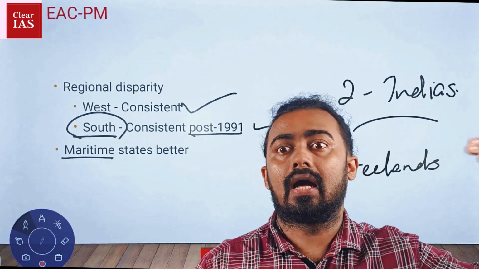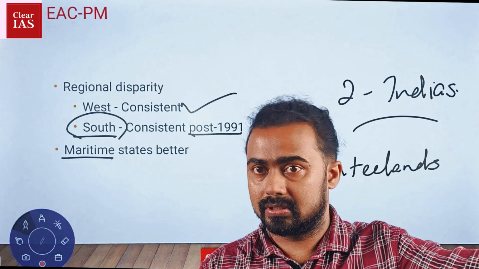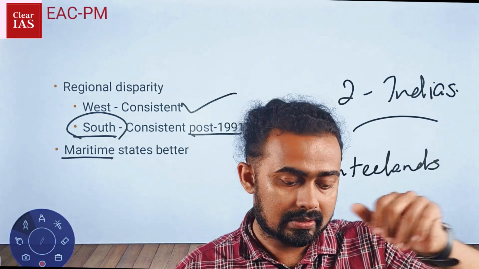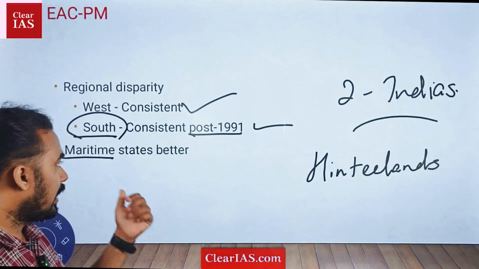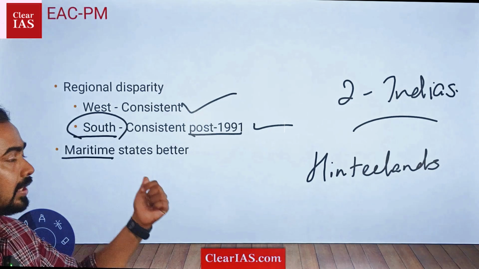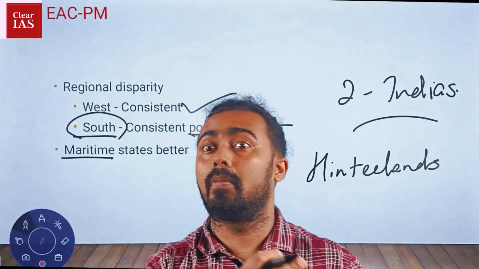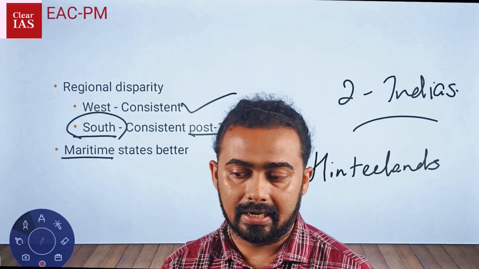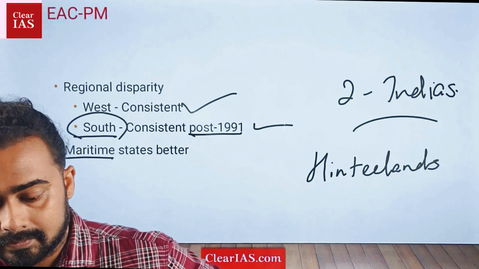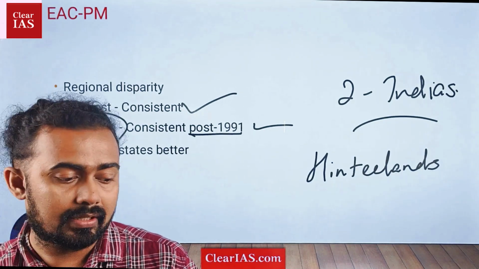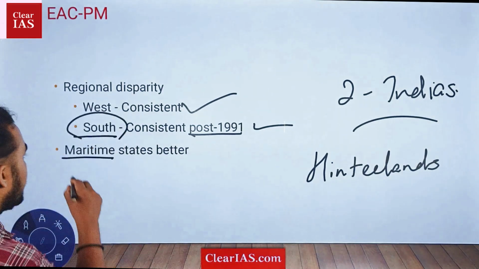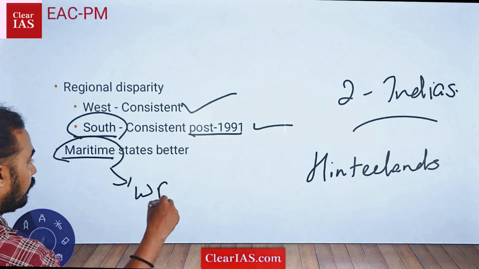They have to depend on other states, and only then can they go to the ports and export thereafter. So that's another point. There are two Indias, and this report also highlights the very same thing: that the maritime states are performing better than the other hinterland areas. That is one important point. And along with that, there is one exception to this maritime status, that is West Bengal.